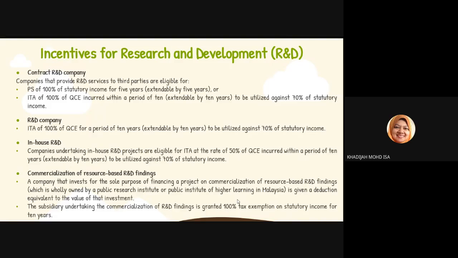Hold on, I just want to highlight here with regard to R&D company. We have many types of R&D company, right? We have contract R&D company, means a company which is contracted, so it's an outside company. We also have another R&D company, and then you also have in-house R&D. But in terms of the tax exemption given, the contract R&D company and R&D company are given 100% of their QCE against 70% SI.